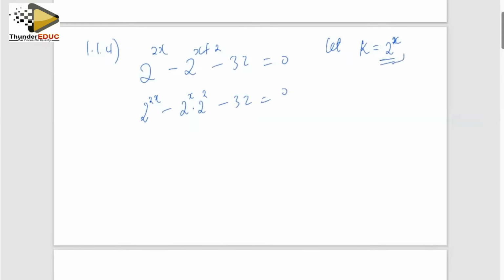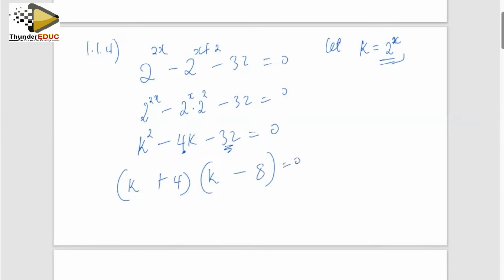So if k is 2 to the x, that's going to be k squared minus 4k minus 32 is equal to 0. We can factorize this, use your quadratic formula or the factors. Okay, the two numbers I multiply to give me 32, and when I add them, I get negative 4. That's going to be 8 and 4. This should be a negative, that should be a positive. Okay, so either k is a negative 4 or k is a positive 8.